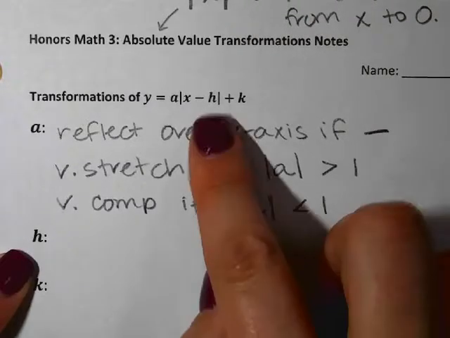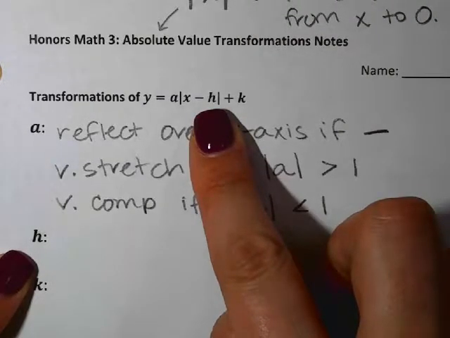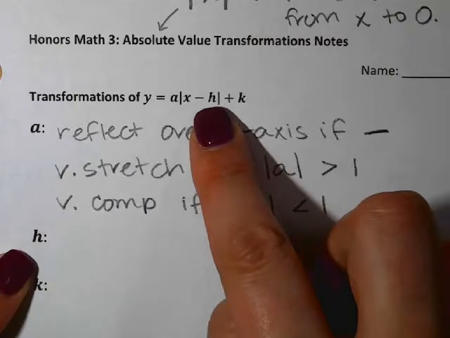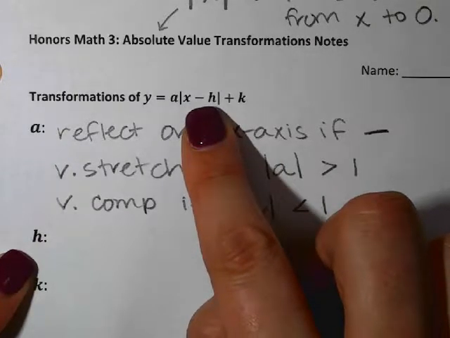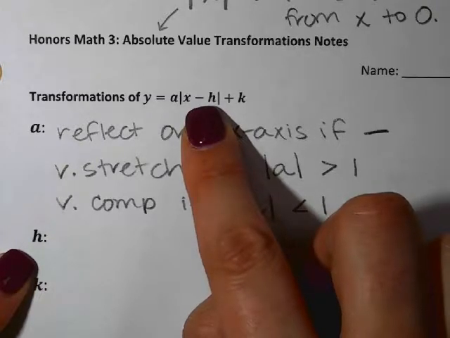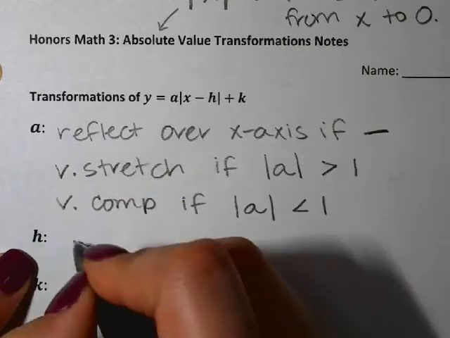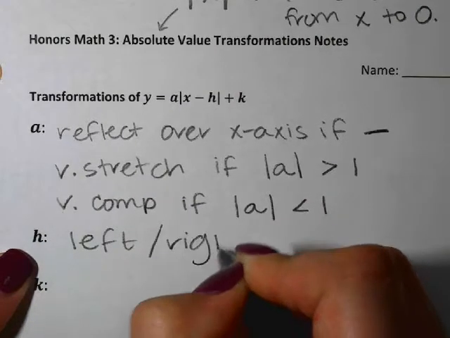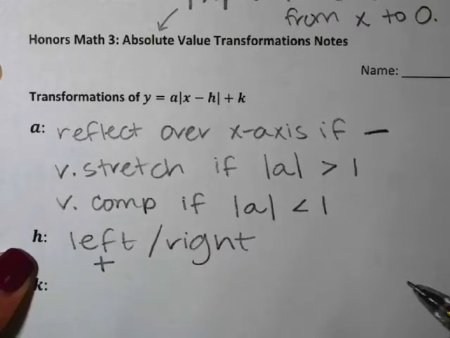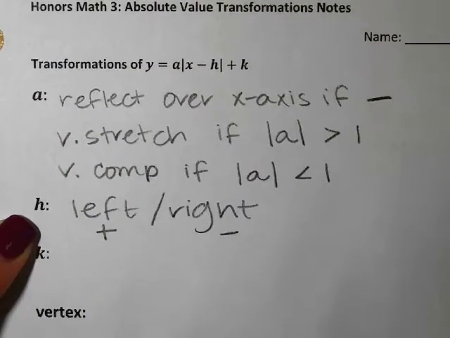The H value tells you if you have shifted left or right, and it's the opposite of what you would think. So if it says x -5, it actually shifted to the right. If it says x +3, it actually shifted to the left. So for this, we're going to say left and right: left has a positive inside and right has a negative inside. So it's the opposite of what you would think.